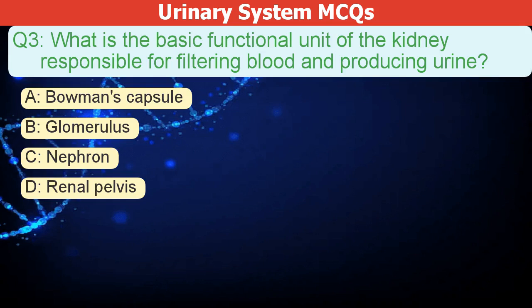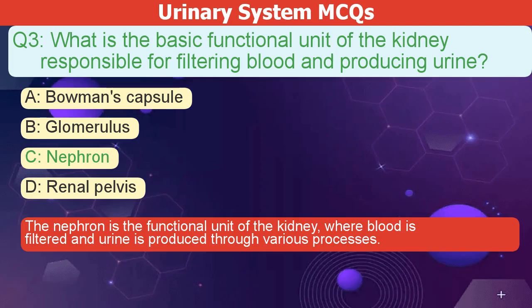What is the basic functional unit of the kidney responsible for filtering blood and producing urine? A. Bowman's capsule. B. Glomerulus. C. Nephron. D. Renal pelvis. The correct answer is C. The nephron is the functional unit of the kidney, where blood is filtered and urine is produced through various processes.